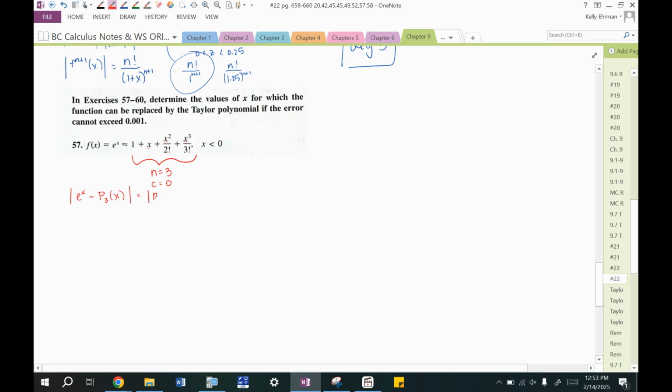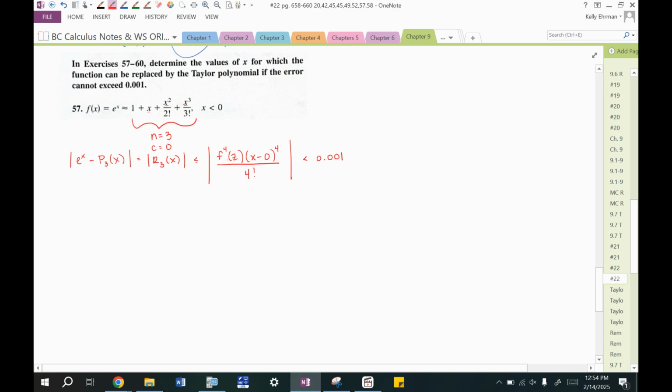That's equal to the remainder of a third order polynomial at some x. And what is our formula for that? It's the n plus 1, so the fourth derivative in this case, of z. And we would multiply it by x minus 0 to the fourth. Normally we have a number to put in for x, but that's what we're finding out right now. And it would be over 4 factorial. And we're trying to keep this error less than 0.001.